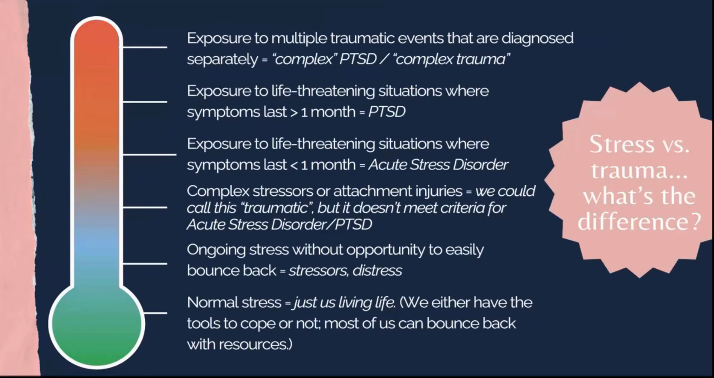Now, when we're actually exposed to life-threatening or textbook situations that we can see symptoms that show up in the DSM that last within a month, then that's acute stress disorder. Now, if these symptoms do not cease or abate within 1 month, then anything between 3 days and, well, pardon me, anything between 3 days and over 1 month would meet criteria for PTSD.